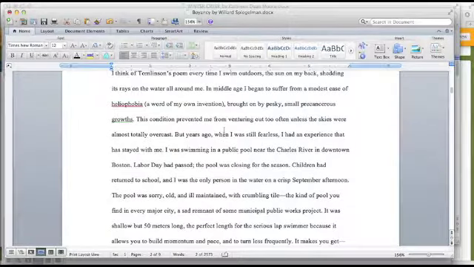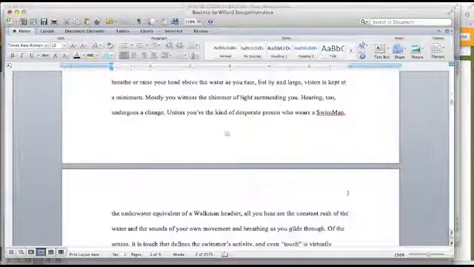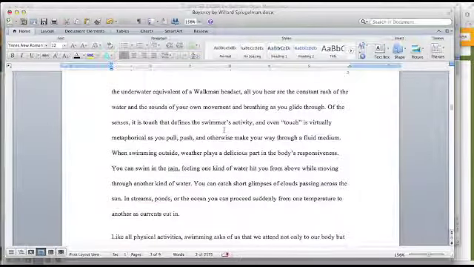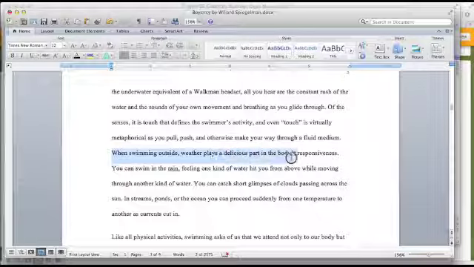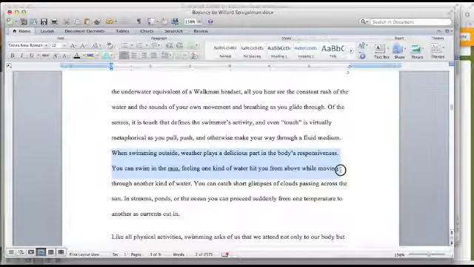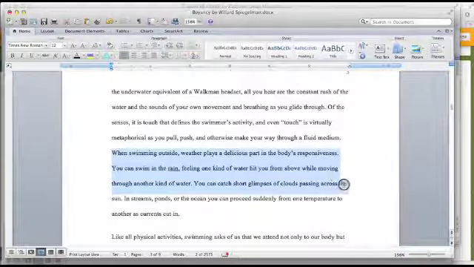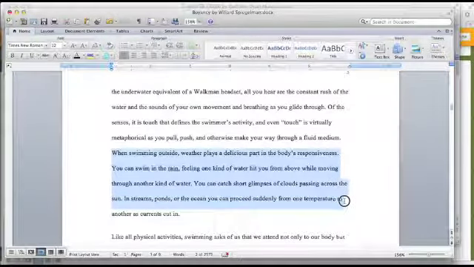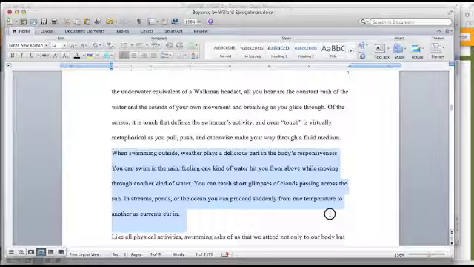I'm going to skip down to page 3. Maybe you'll remember this paragraph. Here at the bottom of this paragraph, he says, "When swimming outside, weather plays a delicious part in the body's responsiveness. You can swim in the rain, feeling one kind of water hit you from above while moving through another kind of water. You can catch short glimpses of clouds passing across the sun. In streams, ponds, or the ocean, you can proceed suddenly from one temperature to another as currents cut in."